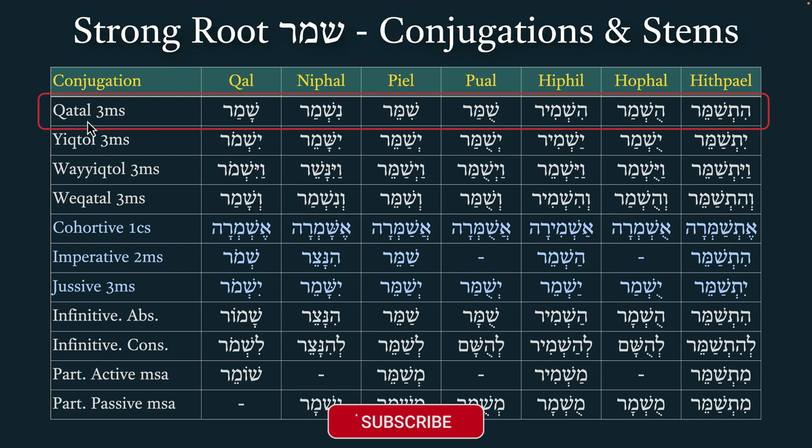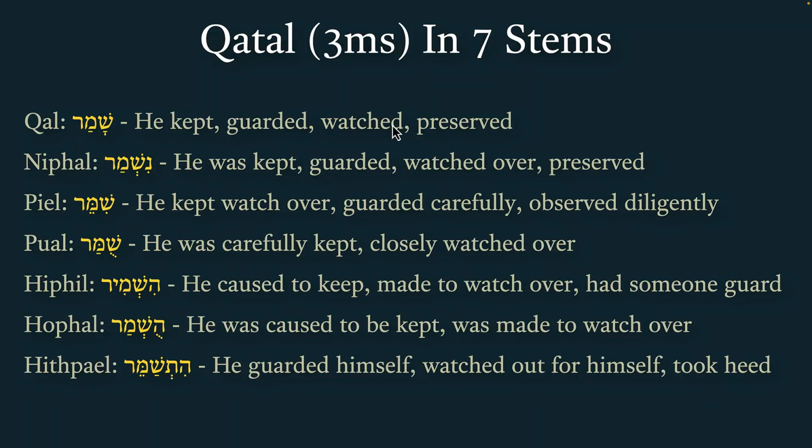Okay, so now if you take the Qatal 3MS, this is 3 masculine singular, these 7 words are shown. I'll show you the meaning of these 7 words. Now, shamar is in the kal. It means he kept. Why say 3MS, third person masculine singular? I would be first person, you would be second person, he would be third person singular, and third person masculine singular. She would be third person feminine singular.